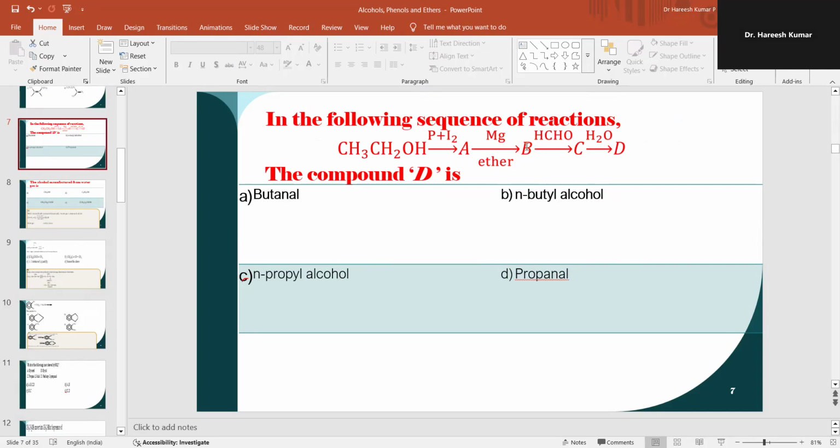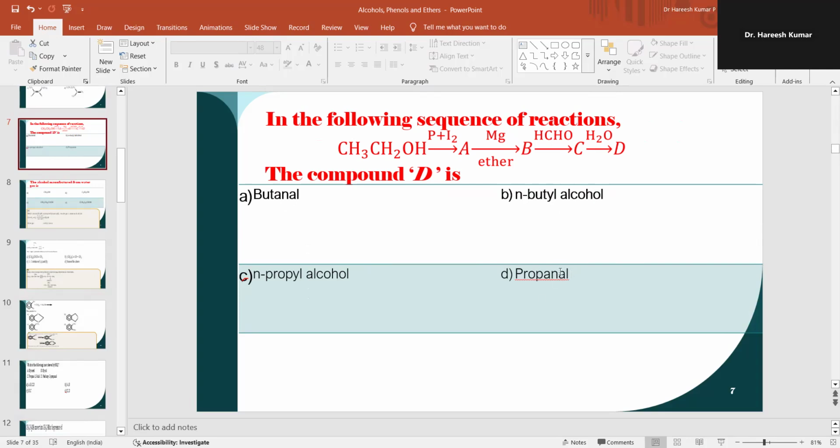Ethyl magnesium iodide reacts with formaldehyde, giving ethyl oxy magnesium iodide. This on hydrolysis gives propanol. So n-propanol will be the answer. Butanol is not the one. Why? Because you can observe that there are 1, 2 and 3 carbon atoms here, whereas butanol means 4 carbon atoms. Similarly, butyl alcohol means 4 carbon atoms, so it's not possible from this reaction.